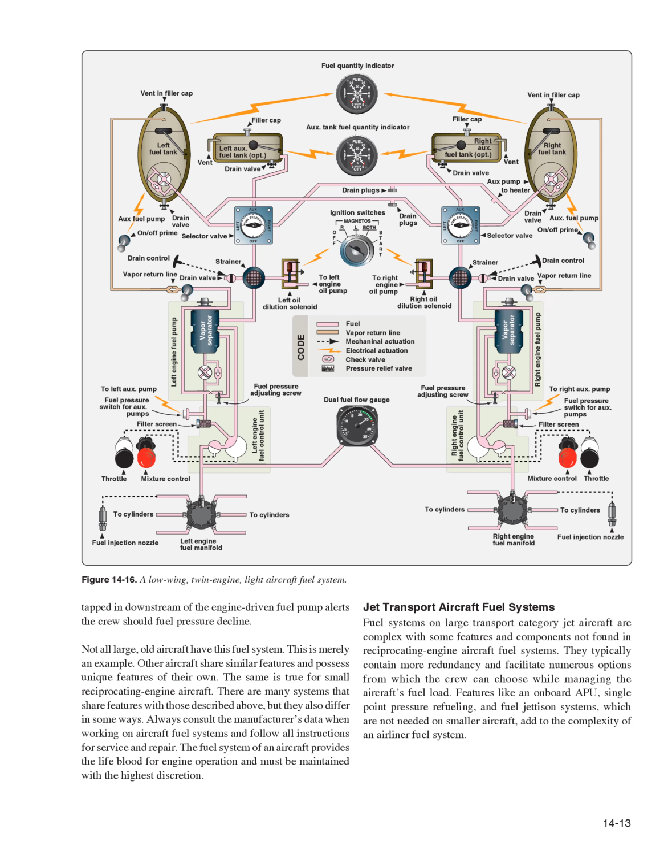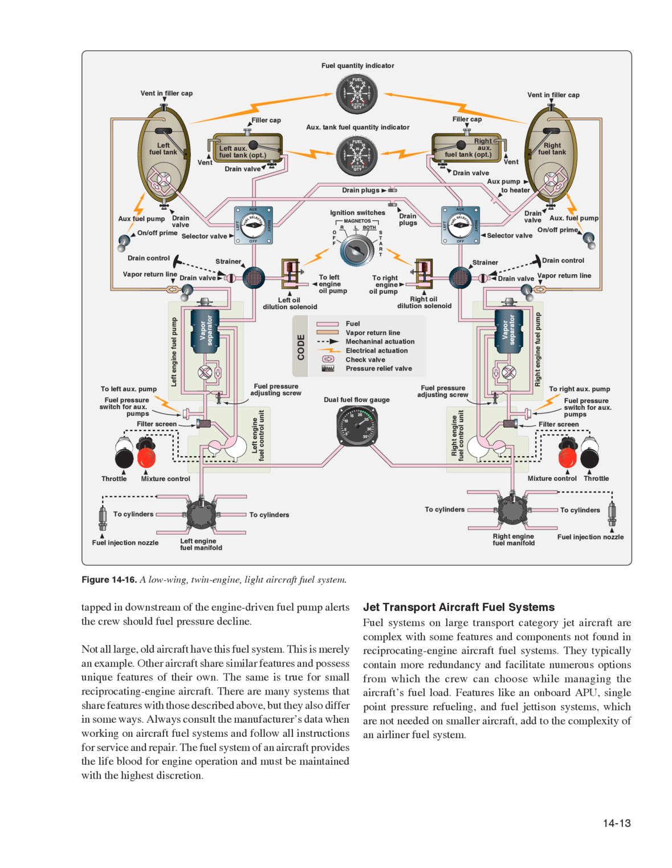Not all large, old aircraft have this fuel system. This is merely an example. Other aircraft share similar features and possess unique features of their own. The same is true for small reciprocating engine aircraft. There are many systems that share features with those described above, but they also differ in some ways. Always consult the manufacturer's data when working on aircraft fuel systems and follow all instructions for service and repair. The fuel system of an aircraft provides the lifeblood for engine operation and must be maintained with the highest discretion.